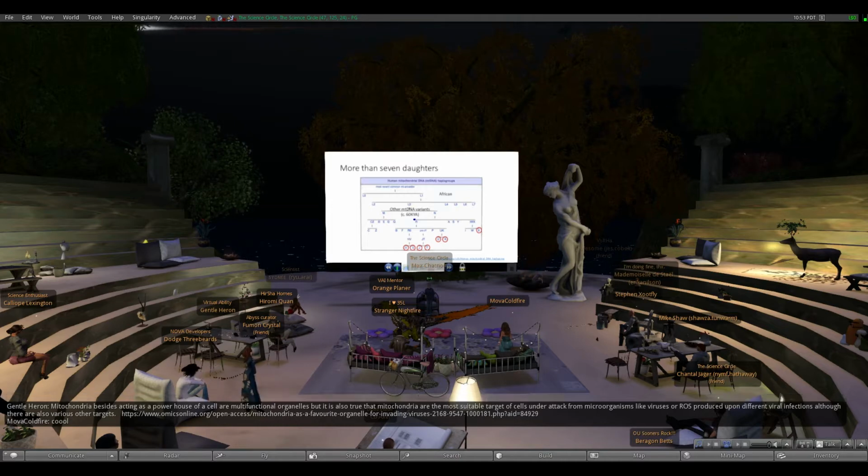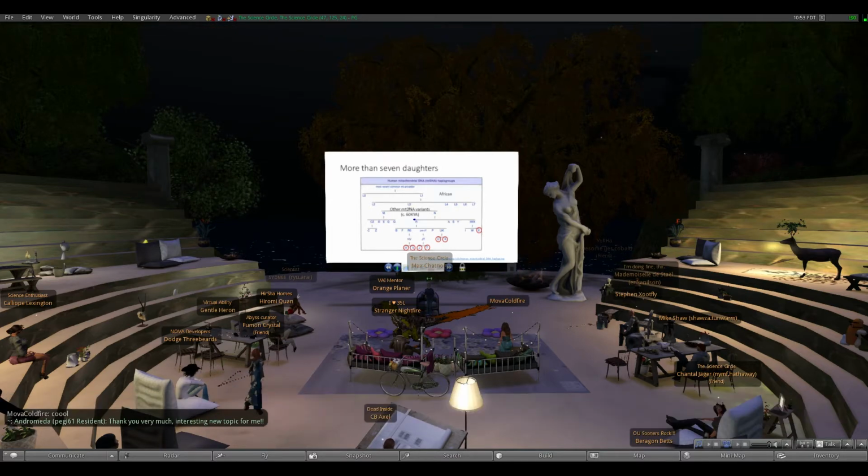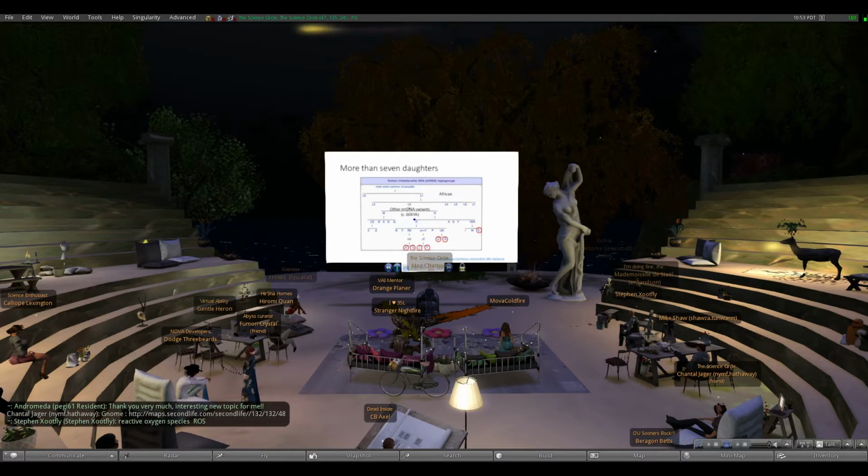Mitochondria are the most suitable target of cells under attack from microorganisms like viruses or ROS produced upon different viral infections. Huh, I'll have to check that out. Oh yeah, well that's true.